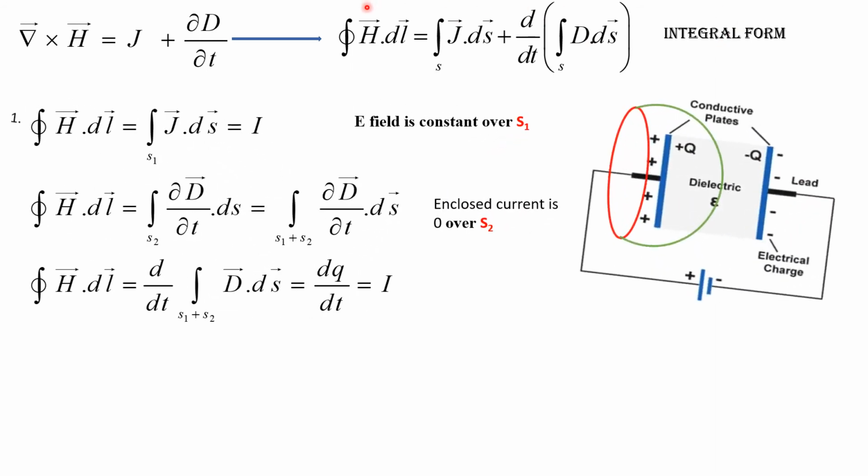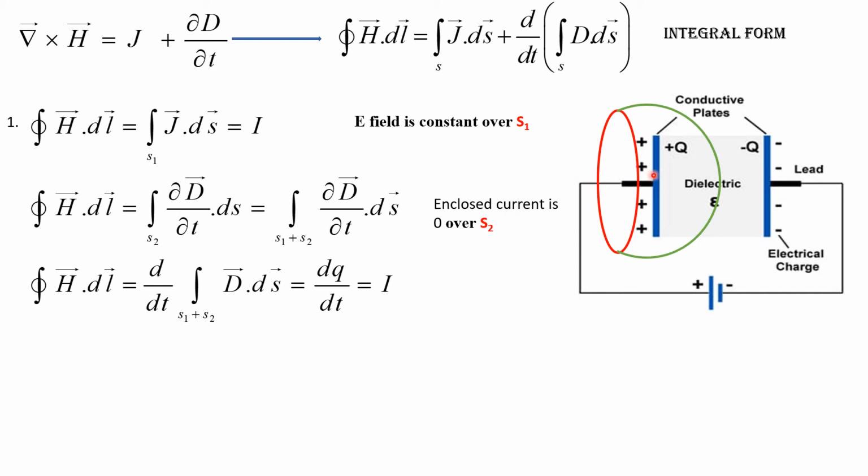So let's see the same circuit. Now it is our capacitor circuit from the previous slide. Now we will draw a surface. This is the surface S1, this is the surface S2. In surface S1, the line integral of the magnetic field will be the surface integral of J dot ds. From this equation, J dot ds is equal to the total current flowing in the circuit.